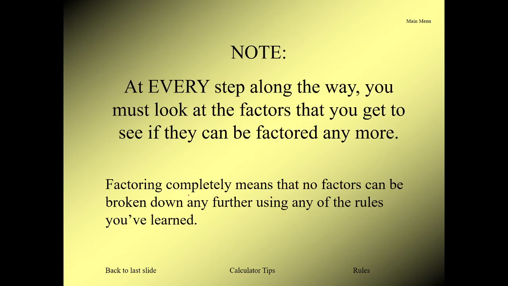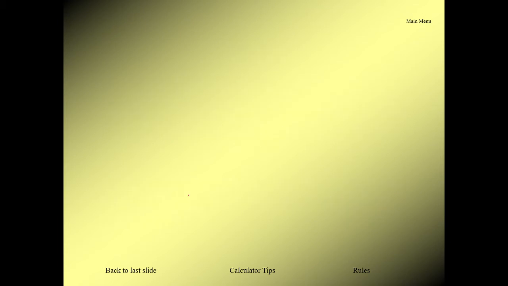So take note that at every step along the way, you must look at the factors that you get to see if they can be factored any further. If they can still be factored, you have to factor it out completely. Factoring completely means that no factors can be broken down any further using any of the rules you've learned.